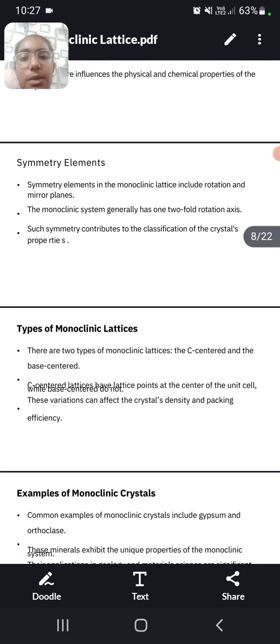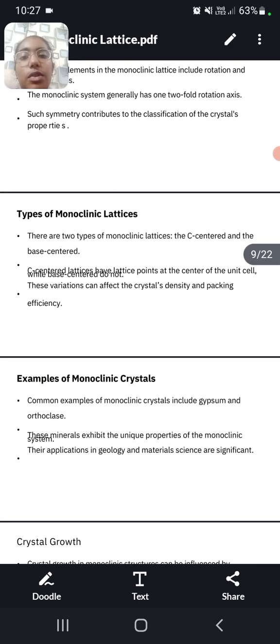Symmetry elements. Symmetry elements in the monoclinic lattice include rotation and mirror planes. The monoclinic system generally has one two-fold rotation axis. Such symmetry contributes to the classification of the crystal's properties.